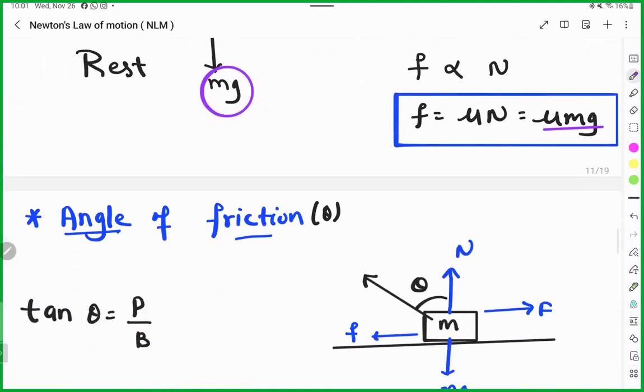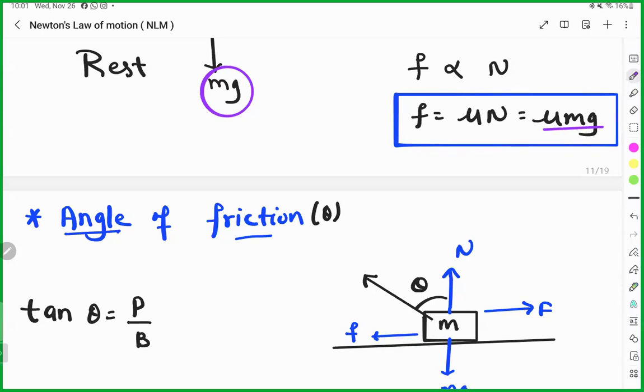Sir, on a smooth surface, would friction be more or less than on a rough surface? In a smooth surface, friction will be less. And in a rough surface, it will be difficult to move the object, so friction will be more. Okay, sir. Got it?